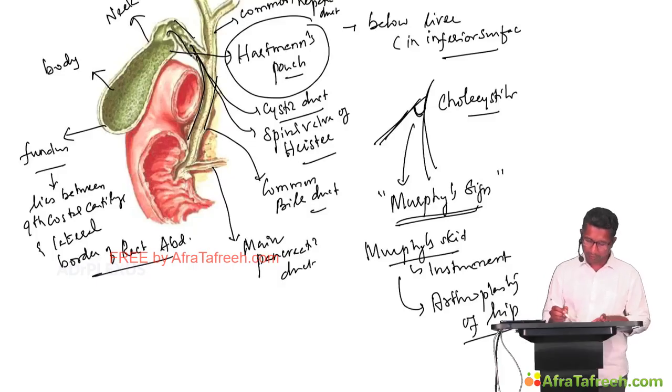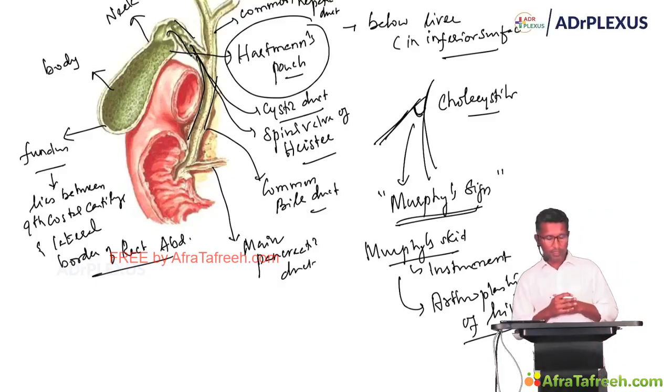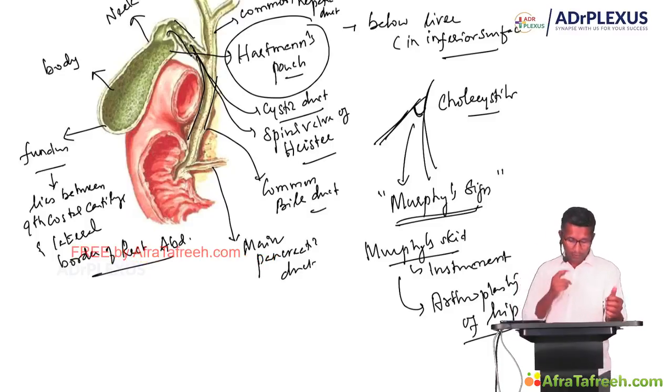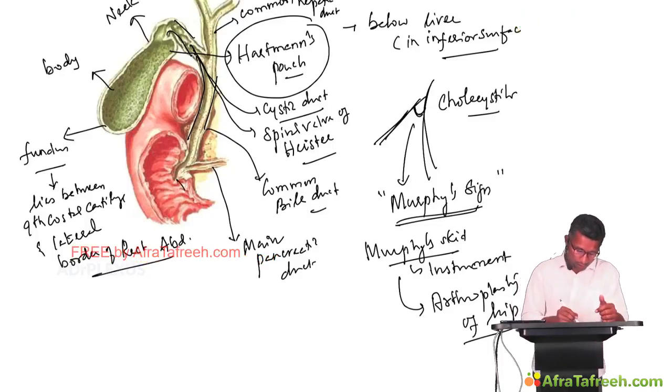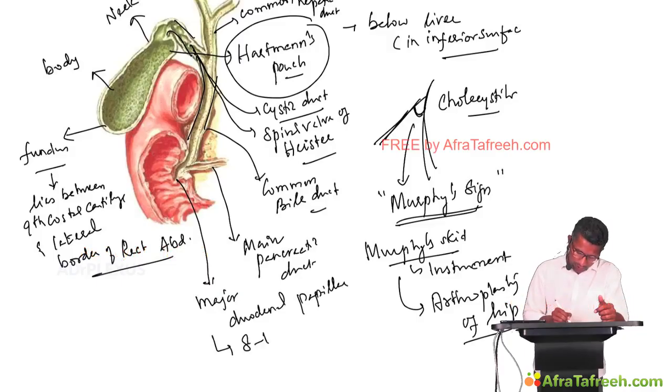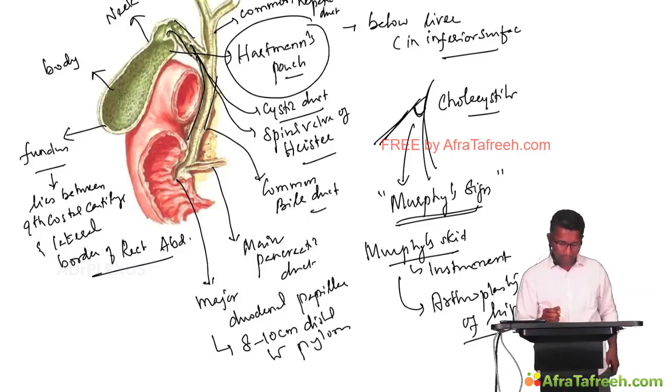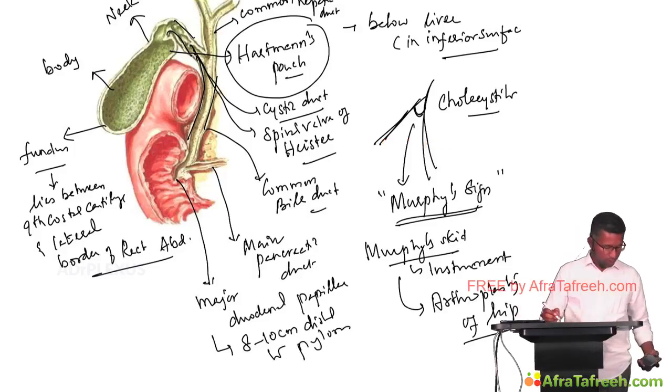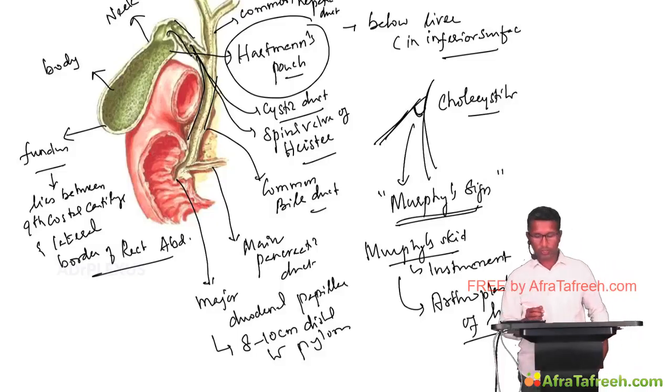Okay, and both of them after fusion, the main pancreatic duct and the main bile duct, after they fuse, they open into this area which is called the major duodenal papilla. This major duodenal papilla is situated at a distance of 8 to 10 centimeters distal to the pylorus.